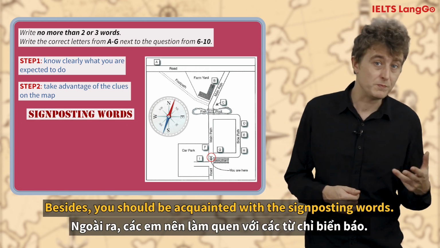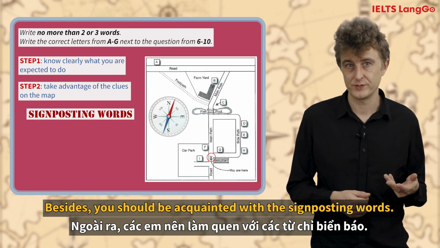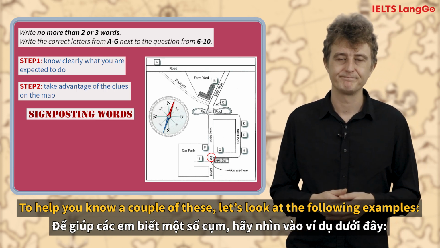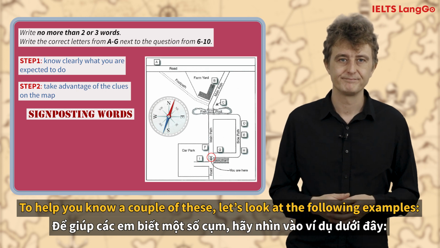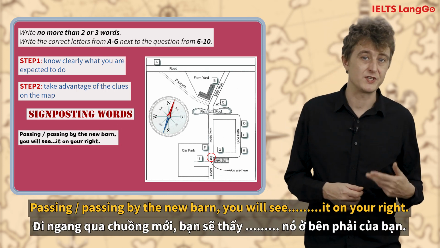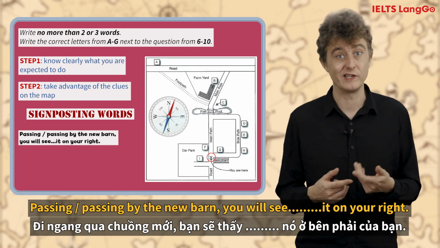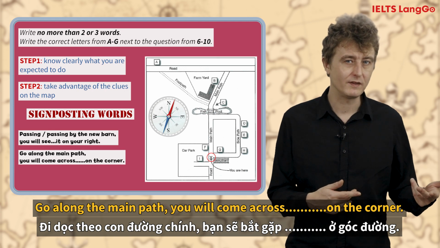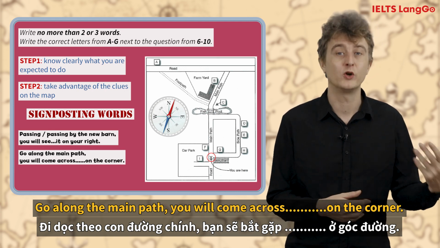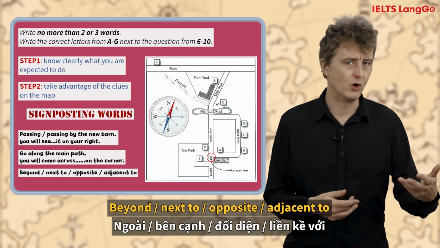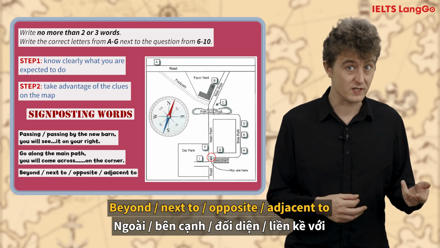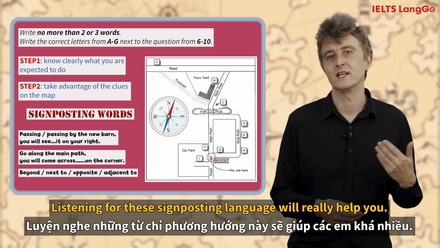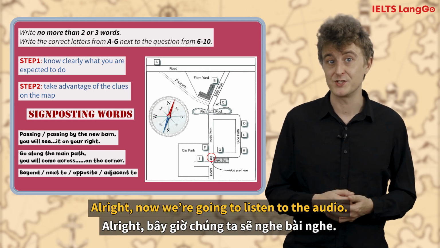And besides this, you should be acquainted with signposting words. To help you know a couple of these, let's look at some examples. So we have passing or passing by the new barn. You will see on your right. Go along the main path and you will come across on the corner. And we also have beyond, next to, opposite or adjacent to. Listening for this signposting language will really help you. Alright, now we're going to listen to the audio.